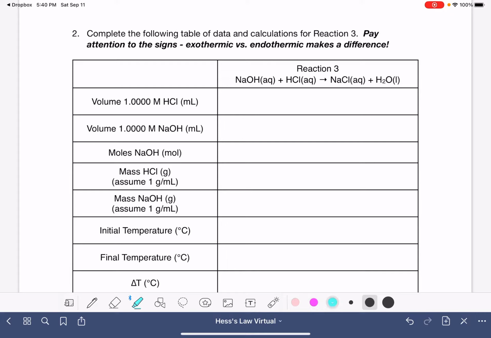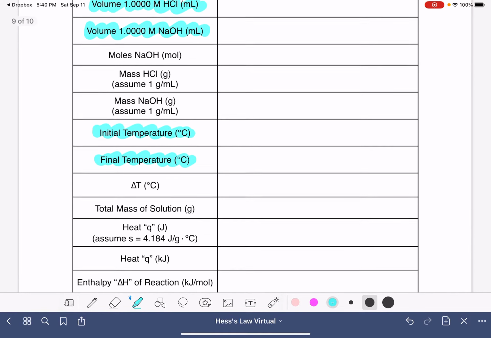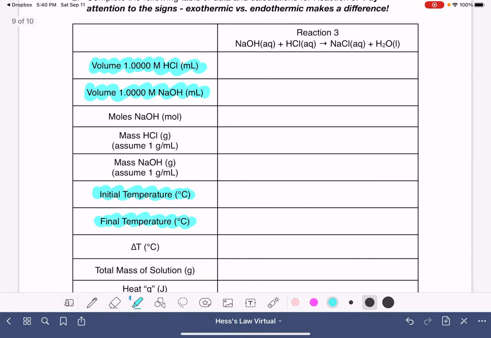So first I'm going to go through and identify the stuff that you'll be recording while you're doing the experiment. You'll be writing down the volumes of your HCl and your NaOH, and you'll be writing down the initial and the final temperatures, and that's all that you'll be writing down. The rest of it is calculated.